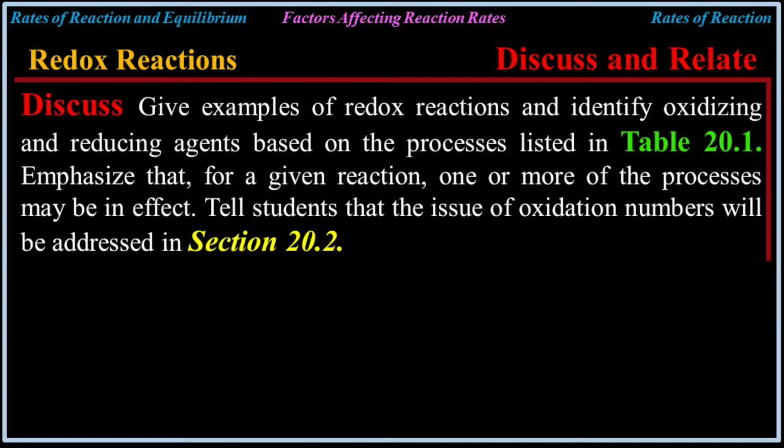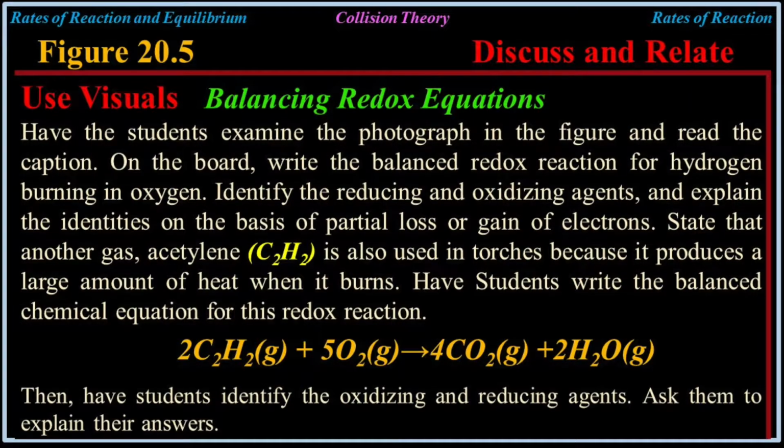Give examples of redox reactions and identify oxidizing and reducing agents based on the processes listed in Table 20.1. Emphasize that for a given reaction, one or more of the processes may be in effect. Tell students that the issue of oxidation numbers will be addressed in Section 20.2.